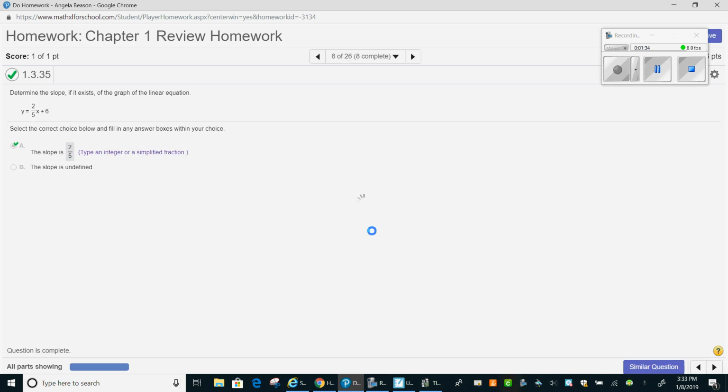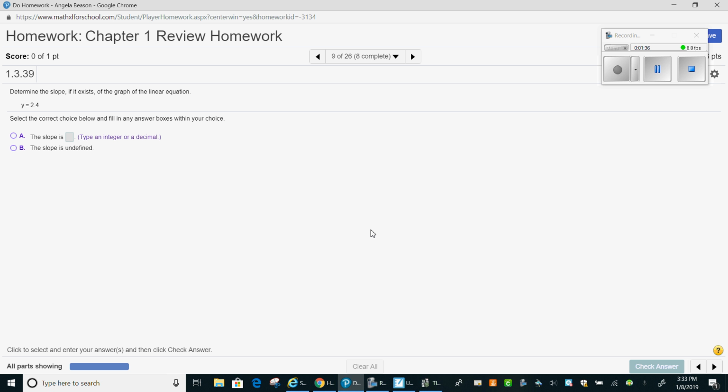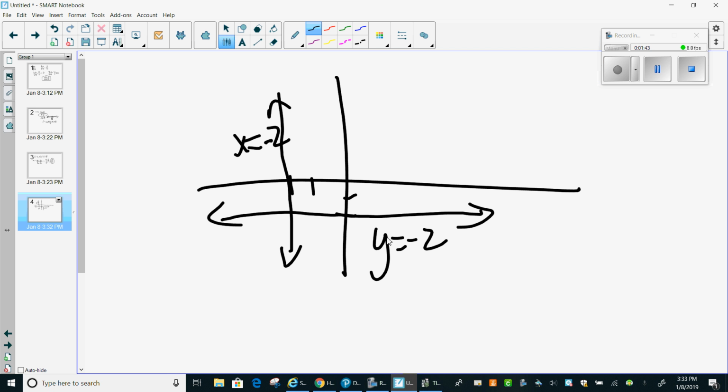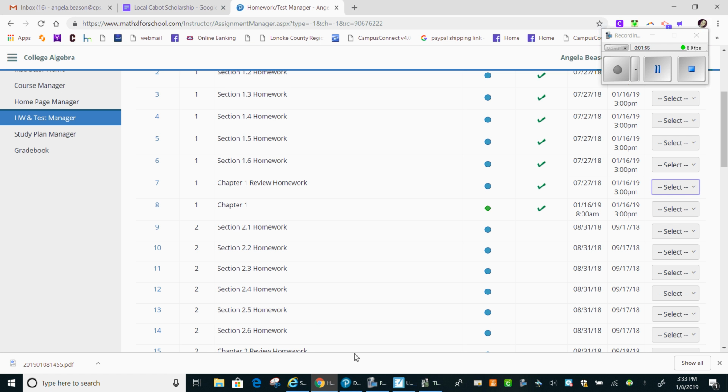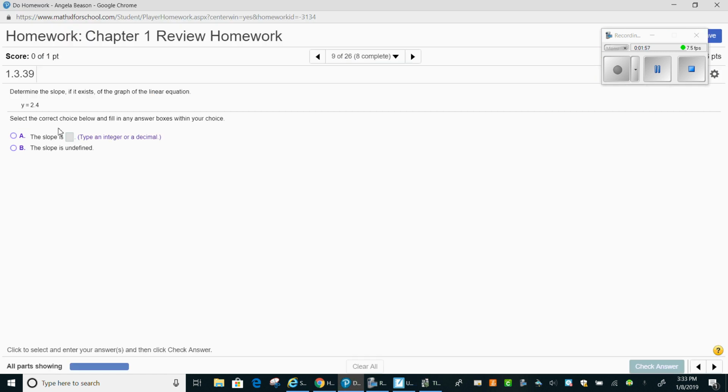All right, next. Determine the slope if it exists of the graph. This is just y equals 2.4. So it's like the one we looked at here where I had y equals negative 2. y equals 2.4 would be something like this. So the slope of that line is 0. It is a horizontal line. All right, my slope is 0. Don't get confused. It's not 2.4x. It's just a 2.4.